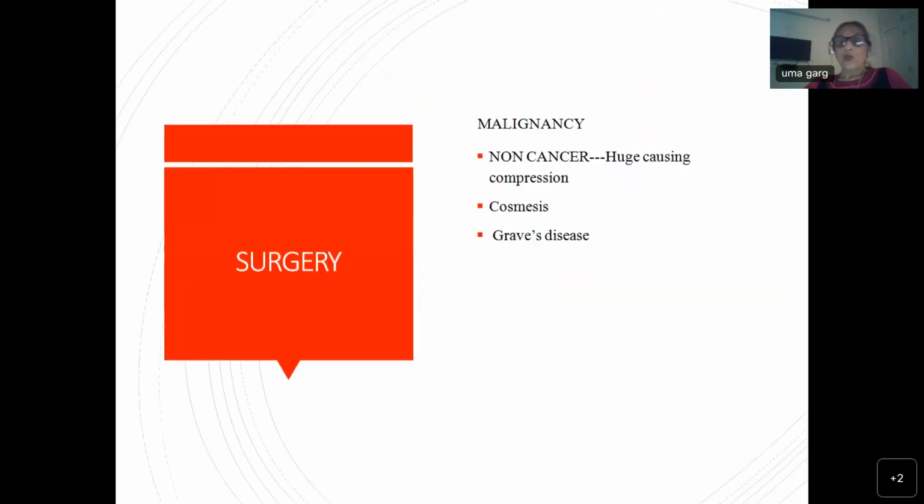What is the role of surgery in thyroid conditions or thyroid nodules? Whenever there are multinodular or solitary nodules, they have more chances of being malignant. The evaluation and the investigations are the same. Then we do FNAC, and depending on that, we decide. An absolute indication for thyroid surgery is malignancy.